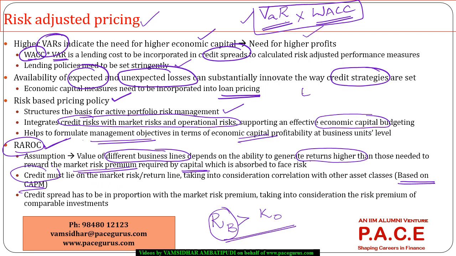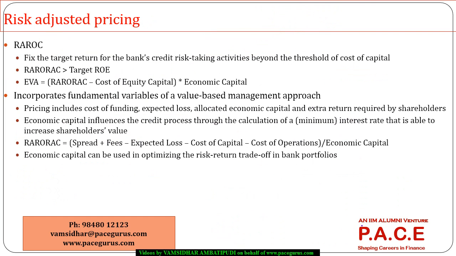And what it says is the credit must lie on the market risk line, taking into consideration the correlation with the other asset classes. So how much of the credit needs to be provided? It should lie on the risk to return line. So the credit spread has to be in proportion with the market risk premium, RM minus RF, wherein I am taking the risk premiums associated with all the comparable investments. That is what goes as a part of the RAROC based pricing evaluation.